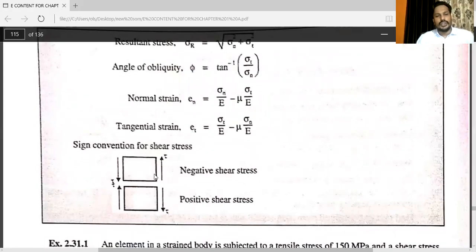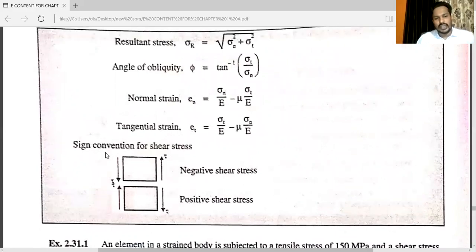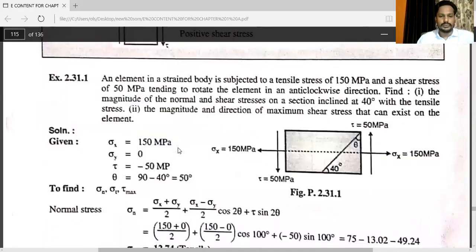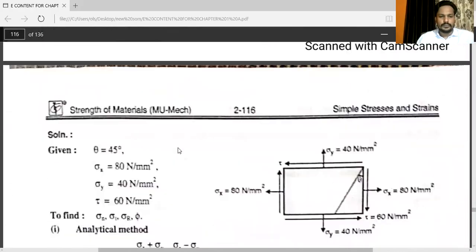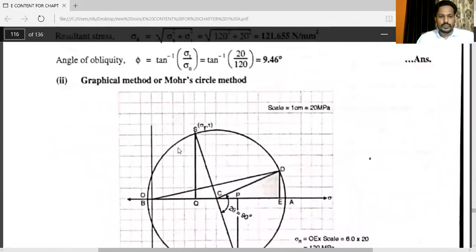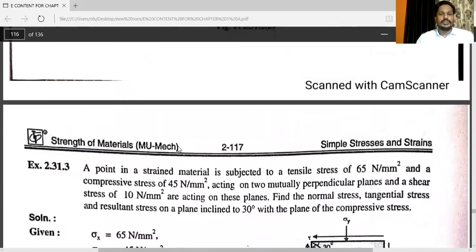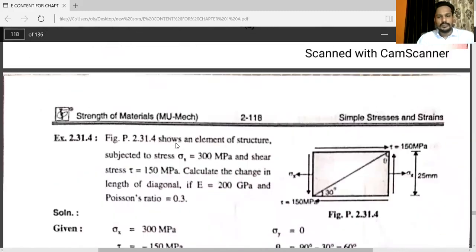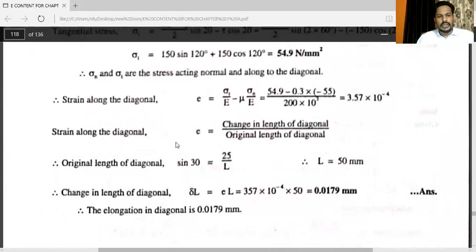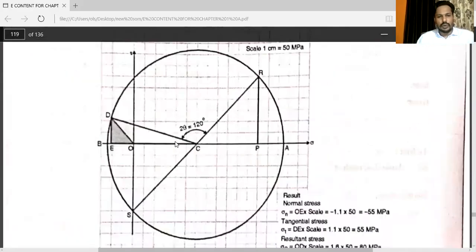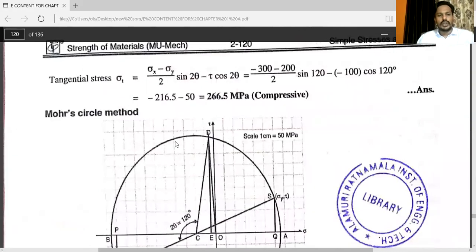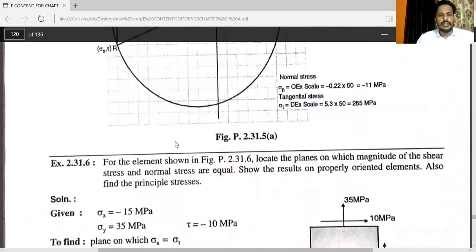This is the negative shear stress. This one is the positive shear stress. This is the sign convention for shear stress. It is also very, very important. So graphical methods of Mohr circle are also important: the analytical method by using formula and the graphical method by using the Mohr circle.